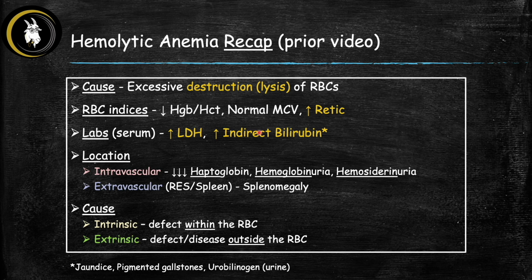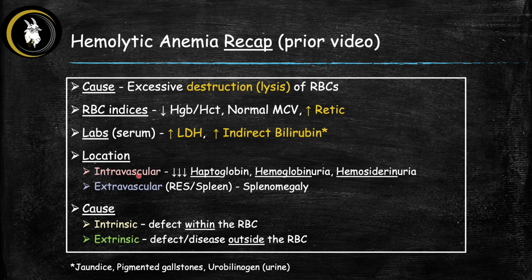Now, when the red blood cells get lysed, their internal content is going to spill out, so the labs are going to show elevated serum LDH and indirect bilirubin. So these are the two key lab findings that are going to confirm hemolysis, and the excess bilirubin is going to cause jaundice, and it can lead to formation of pigmented gallstones, as well as the presence of urobilinogen in the urine. Now, hemolysis can be classified based on location, meaning where the red blood cells are getting lysed.